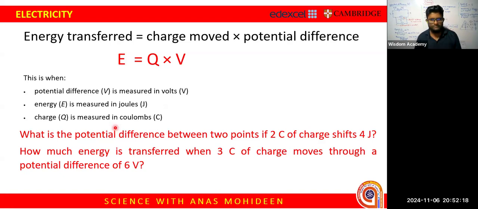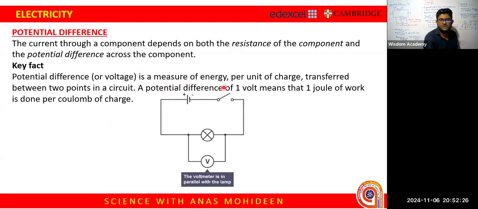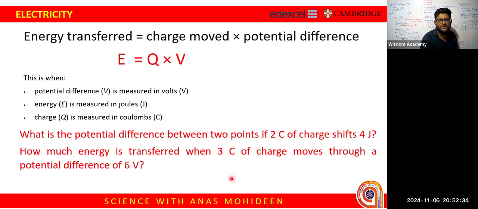Let's write that down. Energy transferred equals, because earlier we learned how much energy is transferred. It is a measure of energy per unit of charge transfer. So how much energy is transferred between 2 points? This energy transferred is what we are finding using this equation. Very simple equation. E is equal to Q into V.